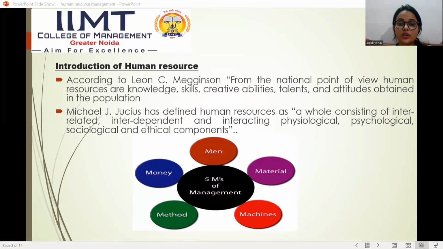According to Leon, human resources are the part of population having knowledge, skills, creative abilities, talent, and attitude obtained by the organization. In short, we can say that human resource is that part of population which is obtained by an organization for the attainment of its organizational objective.